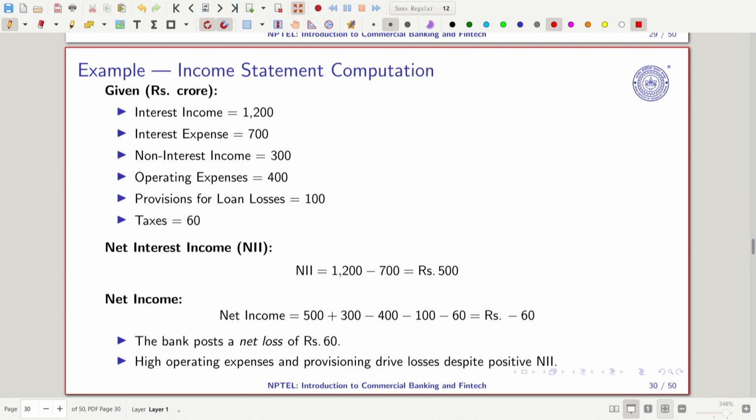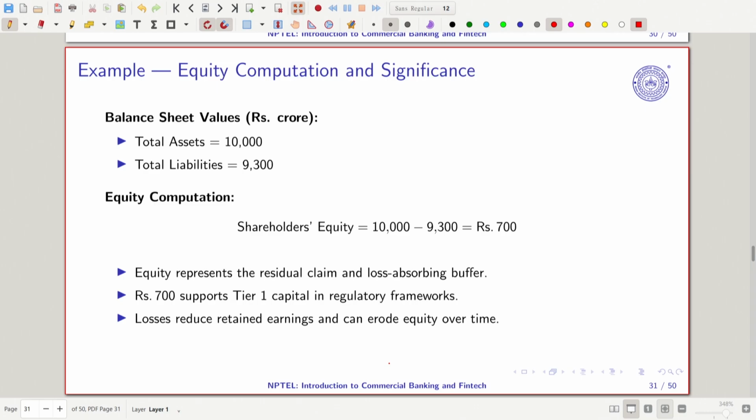If you want to understand the income statement, we have done this already, how it is done. For the sake of your understanding, I have given it here, right? So if the total asset is this, shareholders' equity is 700, which means that on whatever profit the banks make, or whatever the difference between assets and liabilities, the equity holders can have the claim, otherwise they cannot, right?